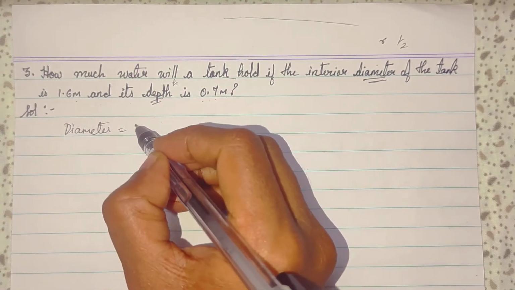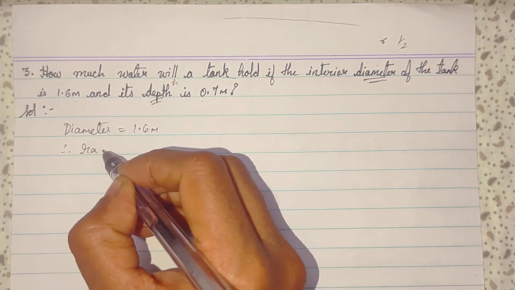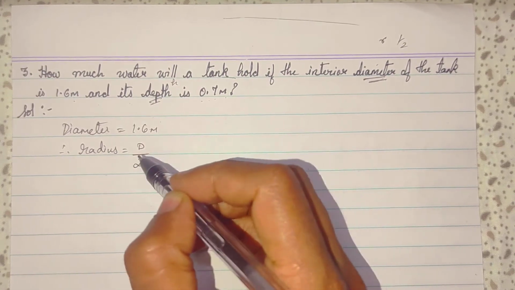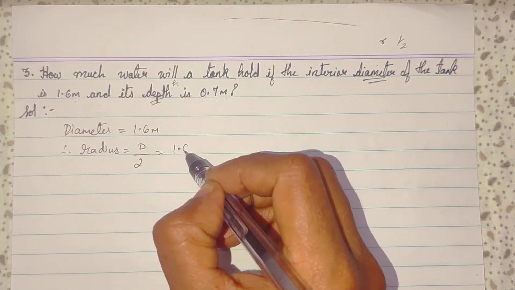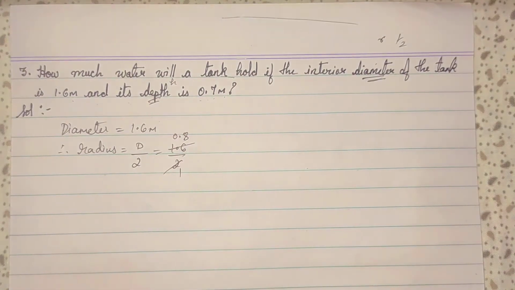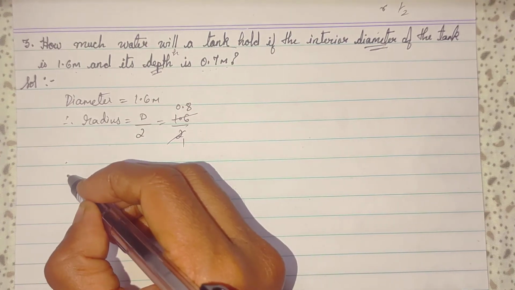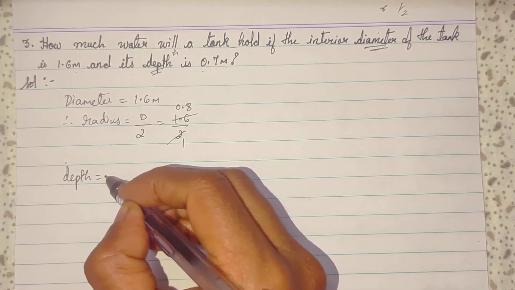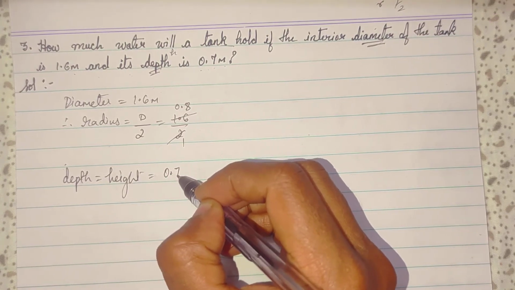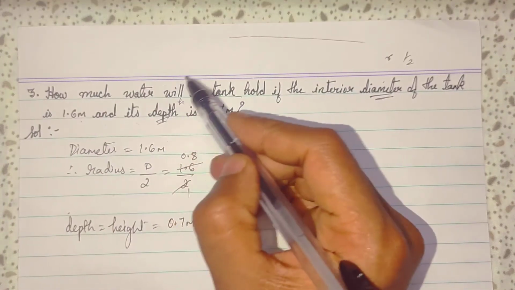So first, diameter equals 1.6 meter. Therefore radius is equal to diameter upon 2. So that is 1.6 upon 2, which is 0.8. After that, depth is equal to height, that is 0.7 meter. Now we have to find out the volume.